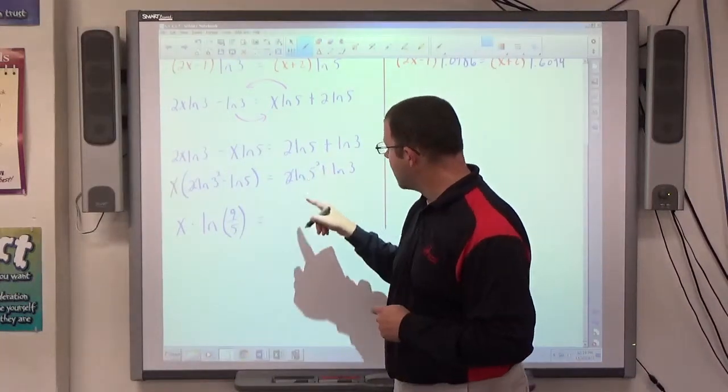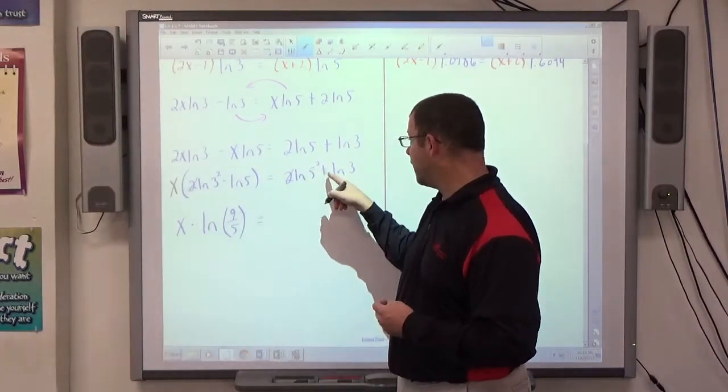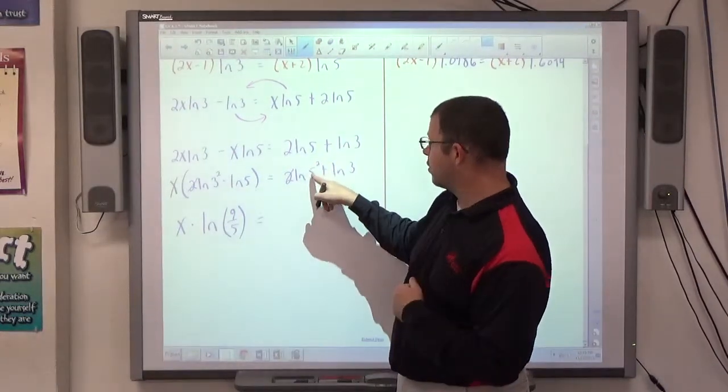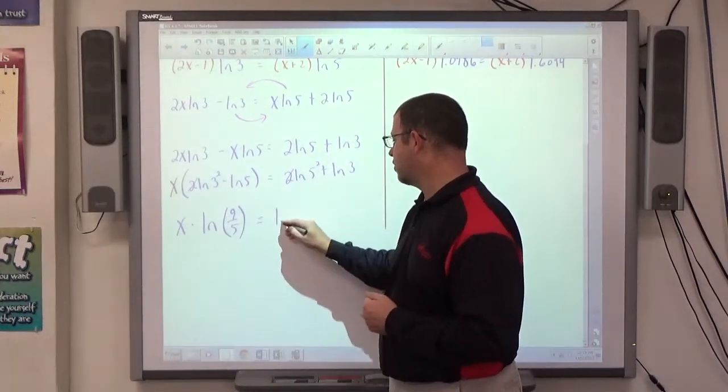Same deal over here. I've got log of 5 squared plus log of 3. The rule says if I'm adding logarithms, I multiply the arguments. This argument is 25 times that argument 3 makes a natural log of 75.